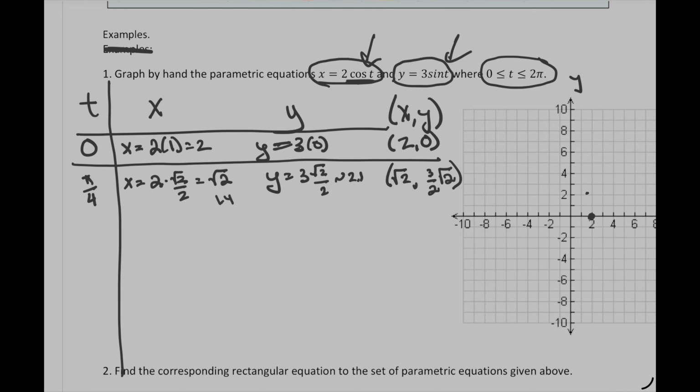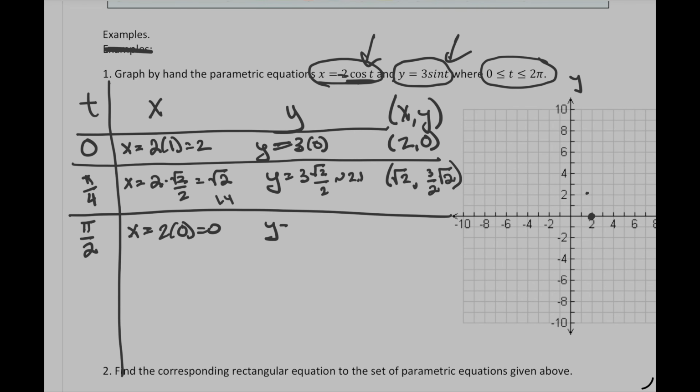Now, let's keep going. Here, let's do pi over 2. I think you get the hang of it, but let's just keep going because the graph is really where we're going to find some interesting things. X is going to equal 2 cosine of pi over 2, which is 0. Y is going to equal 3 sine of pi over 2, which is 3. So this point is 0, 3 that we'll plot. Right there. Okay.